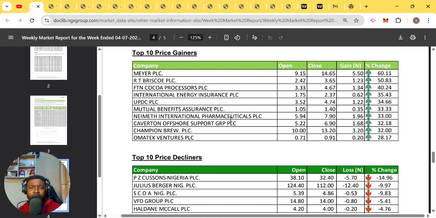And we have Mutual Benefit from 105 to 140, which did 33%. Then we have Nemit. Nemit is one of our core that we actually bought at 3. And you see it has done massively well. It closed 790. And that's 33%. From our call to this current price, it has done above 100%.